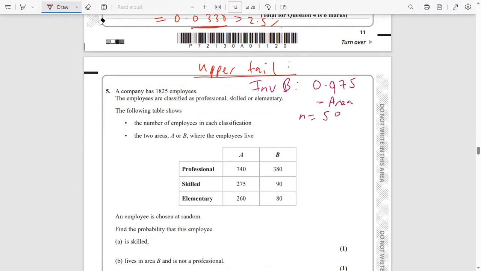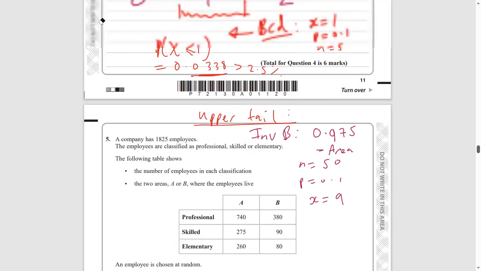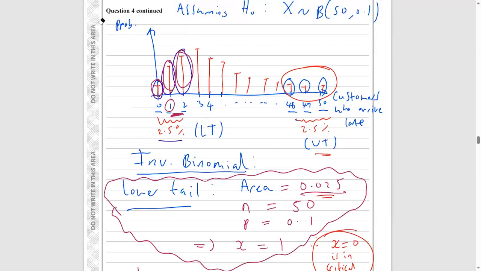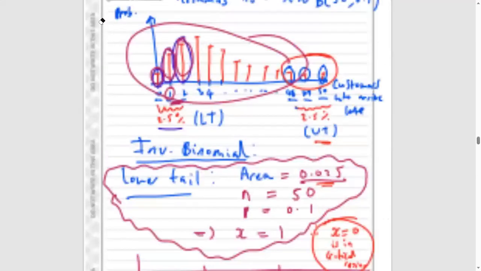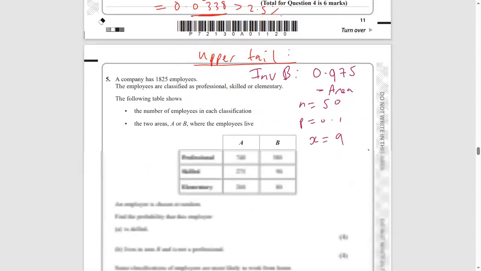Obviously, again, n value 50, p value 0.1. Now let's put this into the calculator. So 0.975, n 50, p 0.1. And what we get is an x value of 9 again. Now what we've got to do is the same thing that we did before. We need to work out the probability. Now we're looking at the upper tail of the distribution, so we want the probability that x is bigger than or equal to 9 this time, because we're looking at values greater than a potential critical value.